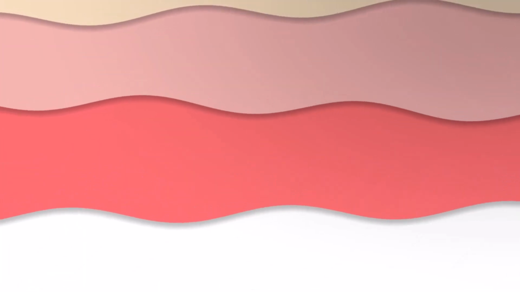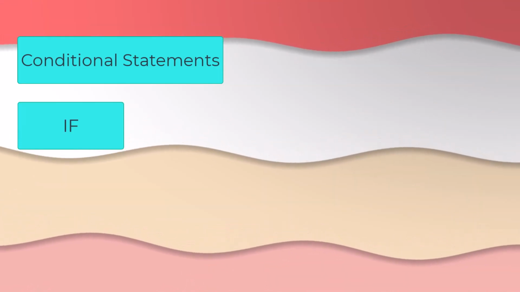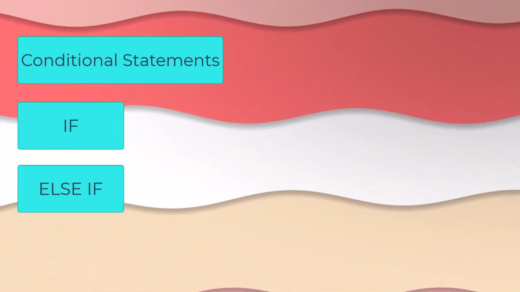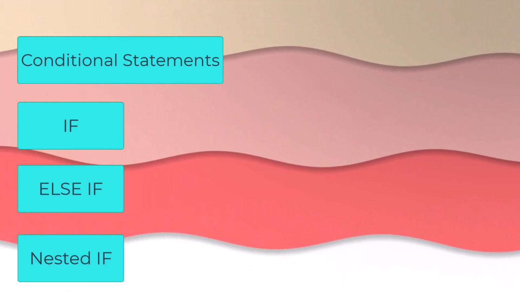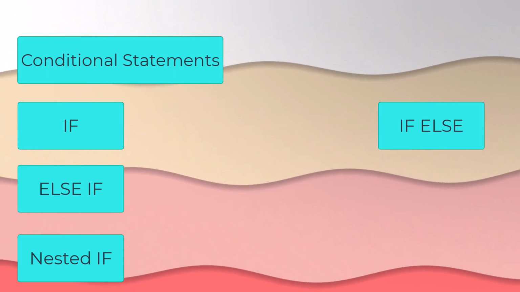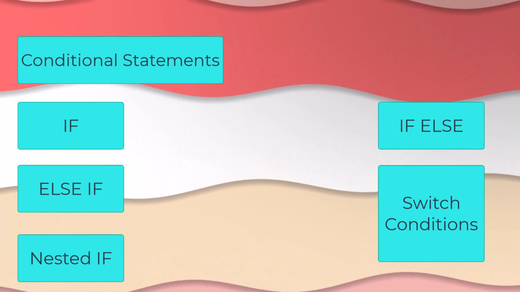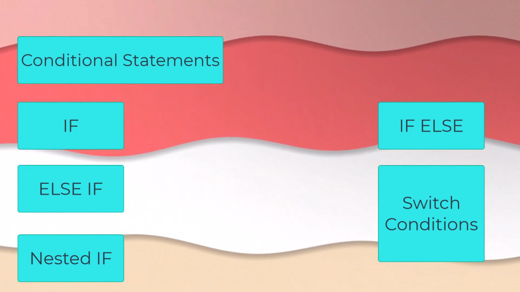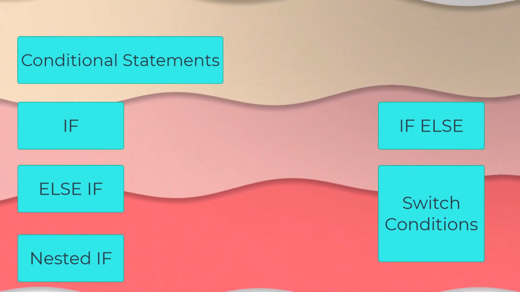That's all for today's video. Now in the next part, we will see about the conditional statements like if, else if, nested if else, switch conditions, then at last we will be trying to make a simple calculator app, which will be our challenge 4.